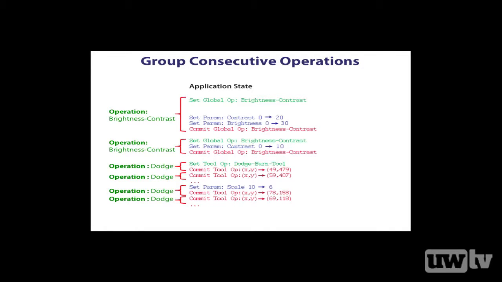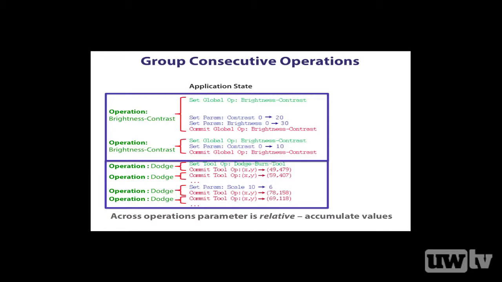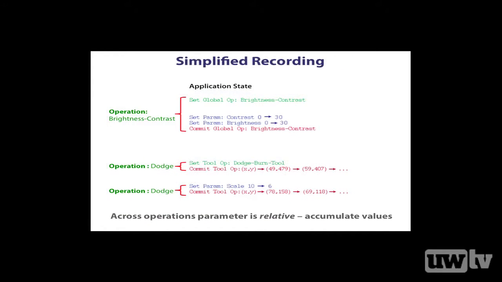We also group consecutive operations. So for example, here the person executed twice the brightness contrast operations and multiple times the dodge operation. And so in this case, program analysis tells us that the grouping is relative, meaning that we need to accumulate intermediary values to then compute the last value of the parameter setting.